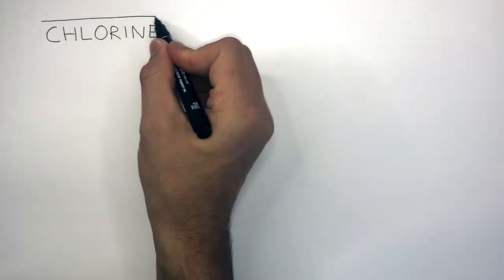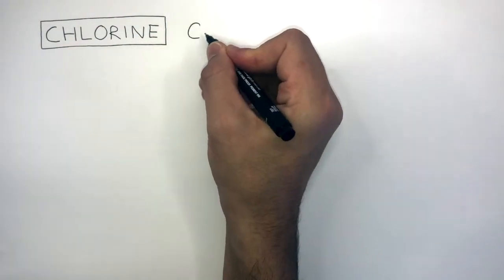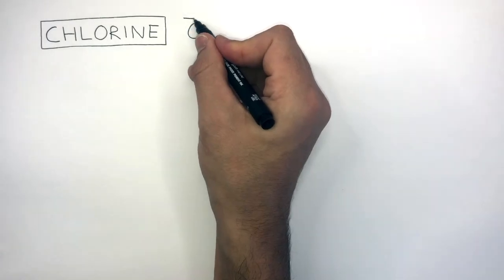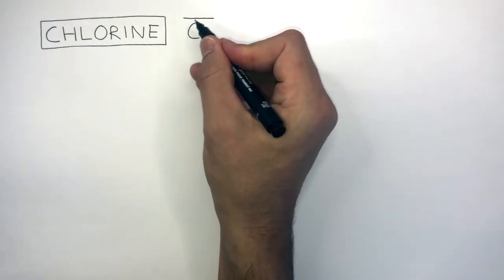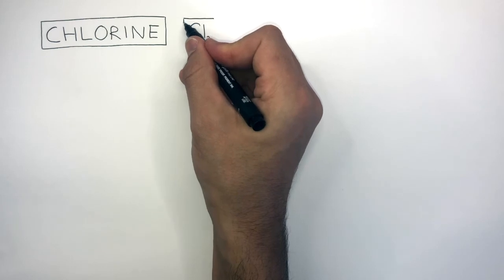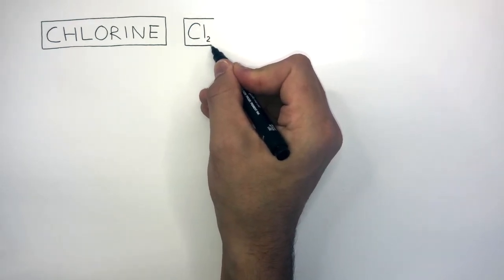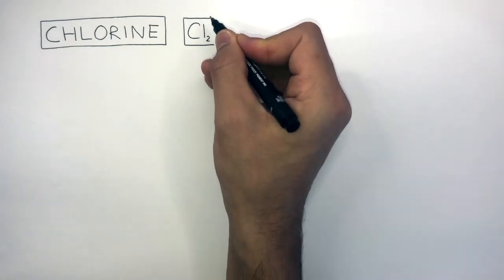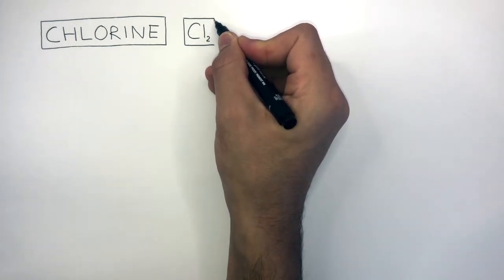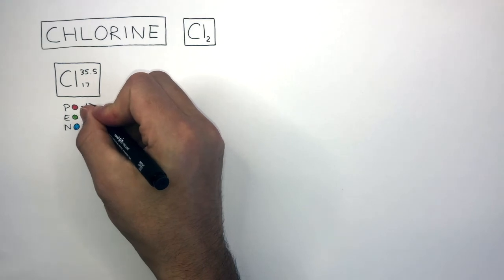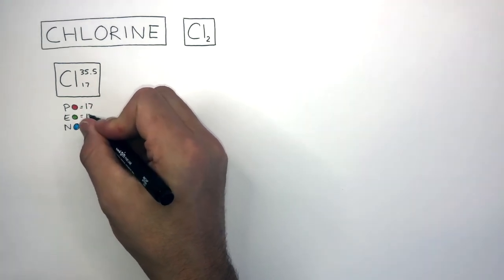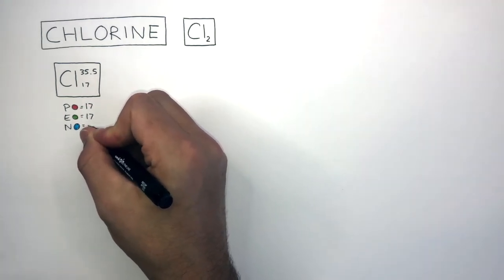A chlorine molecule has the molecular formula Cl2. This molecular formula tells me there are 2 chlorine atoms which are covalently bonded. I know they are covalently bonded because they are both nonmetals found to the right of the stepped line in the periodic table. A chlorine atom has 17 protons, 17 electrons, and we can ignore the neutrons.